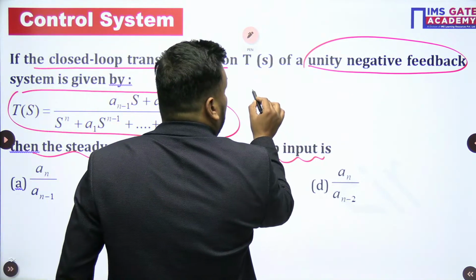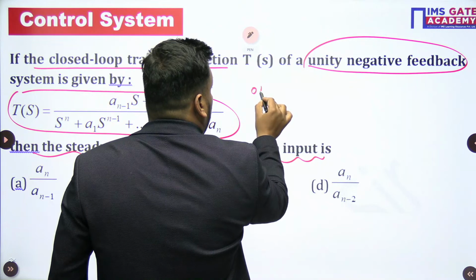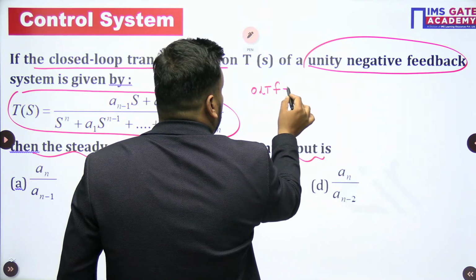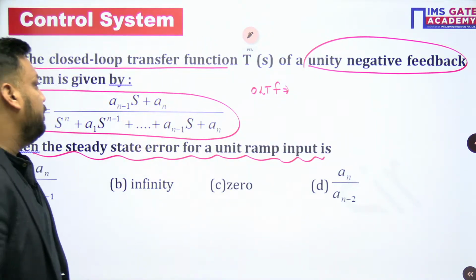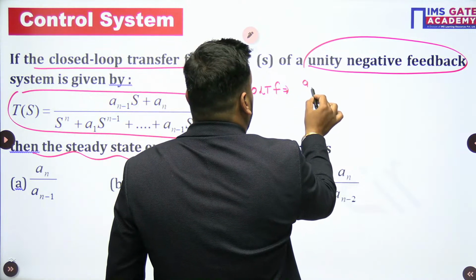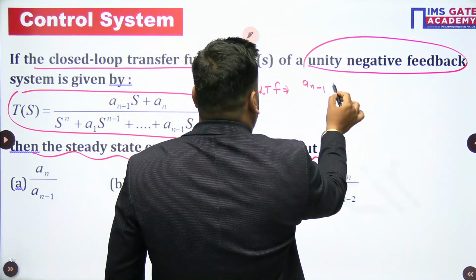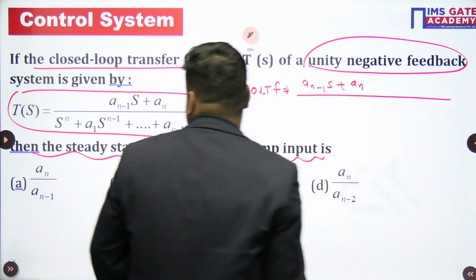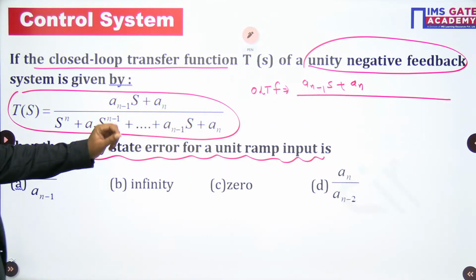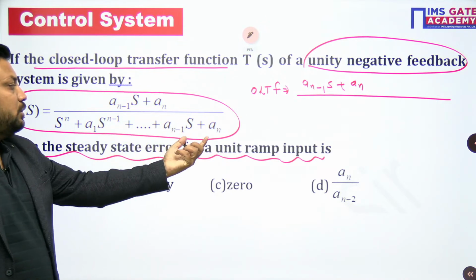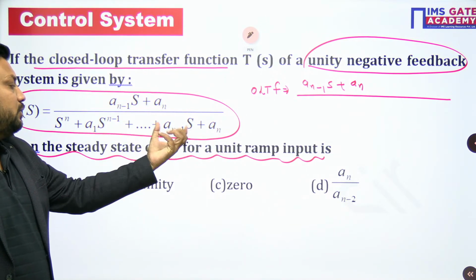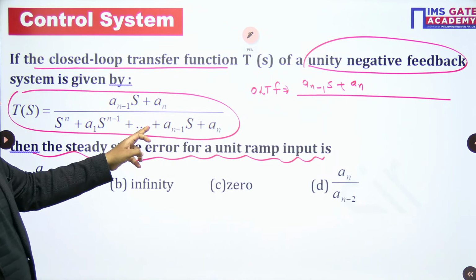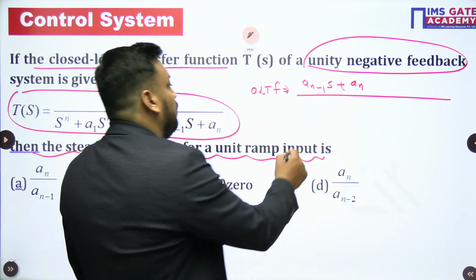So students, I know the short trick how to write OLTF from the CLTF. So what can I write? The numerator will remain the same, sir. The numerator will remain the same, that is a_{n-1} s plus a_n upon... Students, you should tell me, the numerator part you need to subtract from here. So a_n and a_{n-1} s will be subtracted. So what is s square, throughout common, guys?